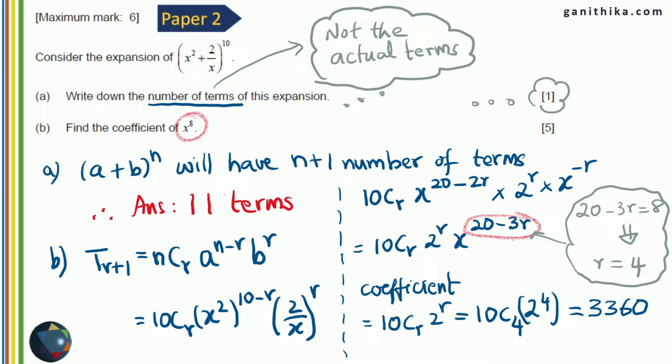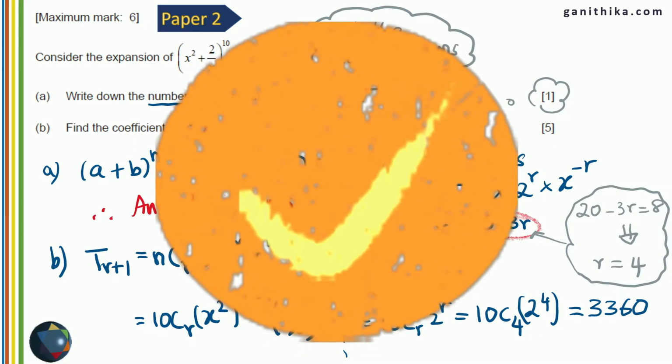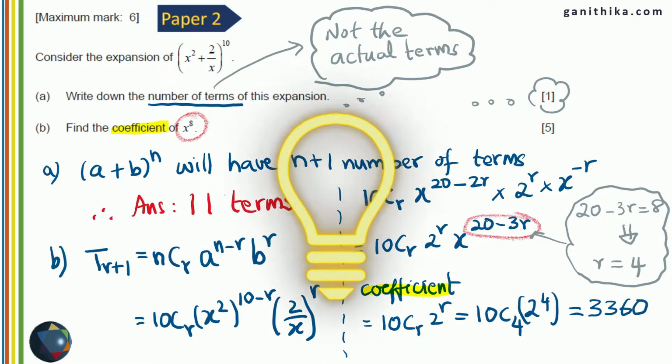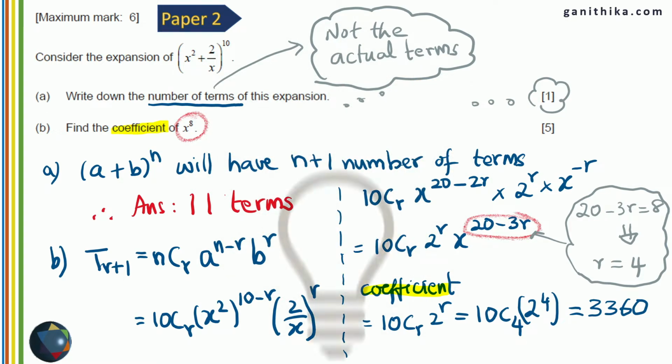Value is 3360. Because this is paper 2 for standard level, you can use your calculator to find this value. For higher level, you know how to find the value for 10c4 without using calculator. So, you can still find this value without using calculator for higher level students, considering this as paper 1 for higher level students. And remember, you are supposed to give the coefficient. Looking back into the question, coefficient of x power 8 is what is wanted. Therefore, you are given the coefficient just 3360 and no x power 4 there or x power 8 there.